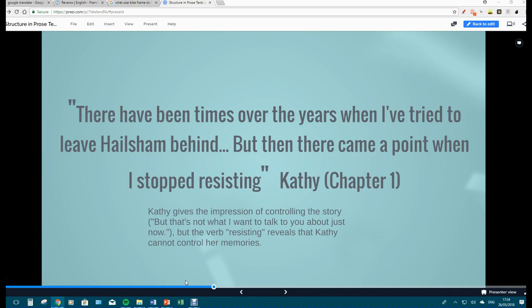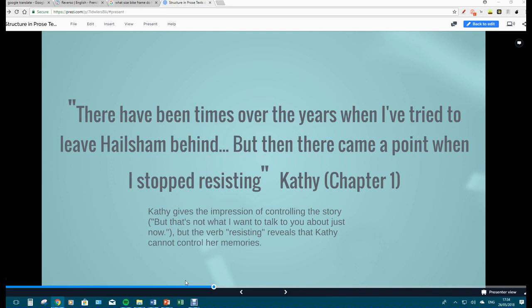At one point in chapter 1, Cathy states, "There have been times over the years when I've tried to leave Hailsham behind, but I've told myself I shouldn't look back so much. But then there came a point when I just stopped resisting." So, the important thing is that she appears at times to be controlling the narrative.